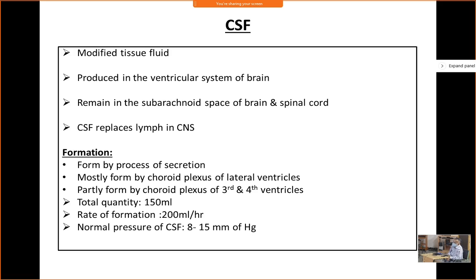It is mostly formed by the choroid plexus. What is the choroid plexus? These are tufts of capillaries in the fold of the pia mater of the lateral ventricle. Partly it is formed by the third and fourth ventricles. Total quantity is 150 ml. The rate of formation is 200 ml per hour. If you multiply by 24, it comes to around 4800, that means 4 liters, almost 5 liters in a day. But the total quantity remains only 150.